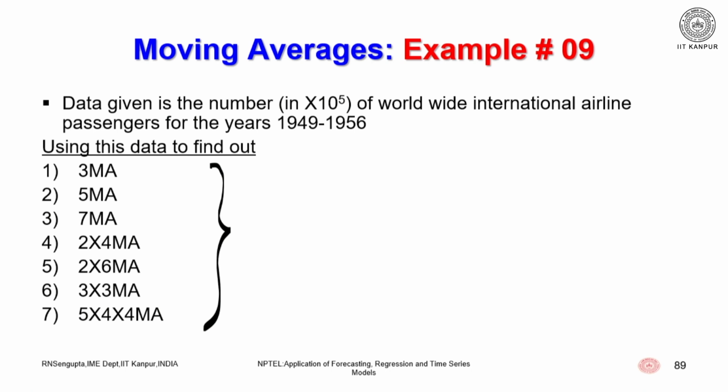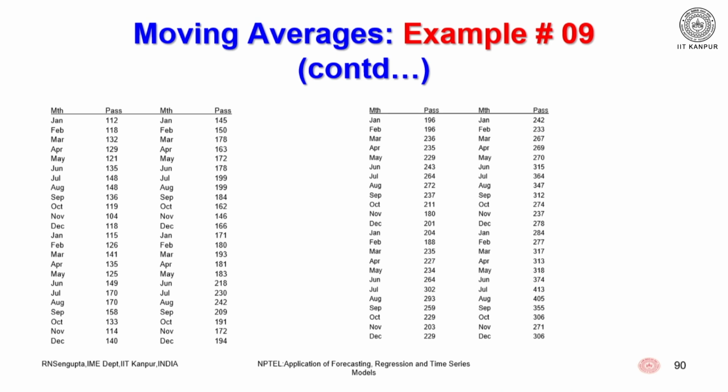And in the case of 5 cross 4 cross 4, first we take a block of 4, find the averages again 4 number of times and repeat that 5 number of times. And here, as I have just mentioned a few minutes back, it will be more keen on finding the average trend. Now, here is the data.